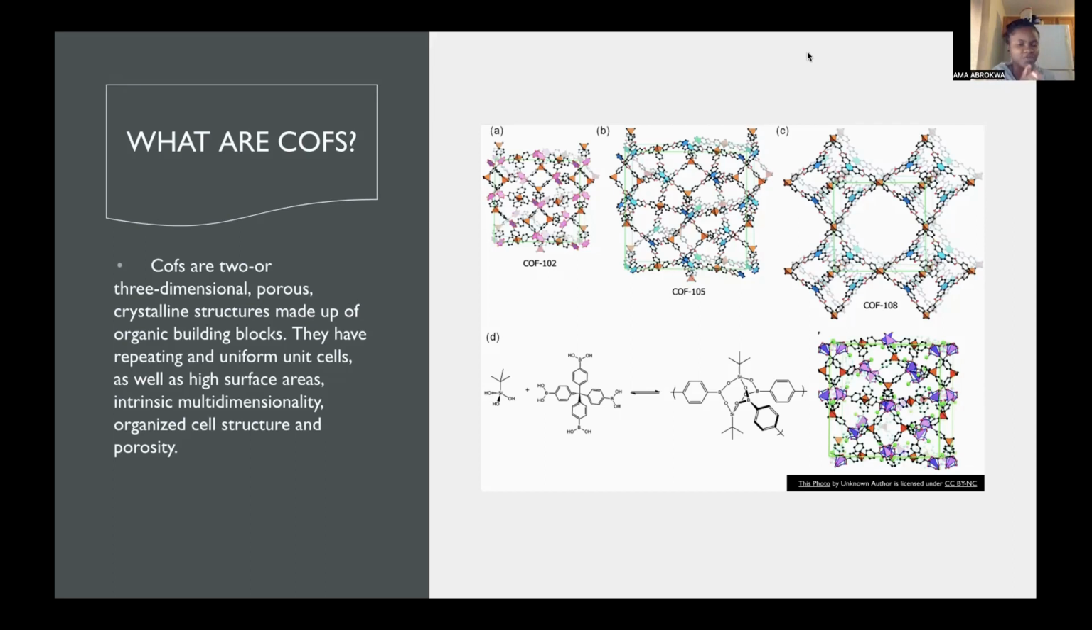But POPs don't really have a shape. If you remember what we did in biology, I think we did amoeba. Amoeba has an amorphous shape. It doesn't take any distinct shape. It can take any shape. That's how POPs are. So that's the main difference between POPs and COFs. So the next one.